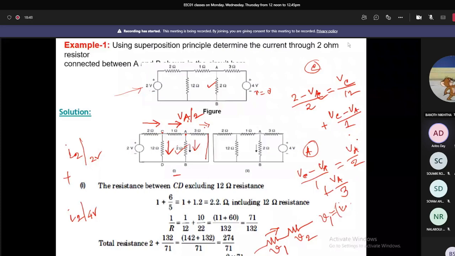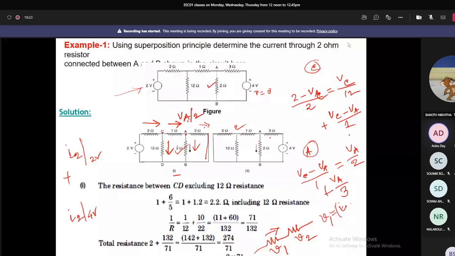Then for the other part, I have taken the 4 volt source only, and I replaced the 2 volt source by a short circuit. Now again, if you apply KCL at node A and node C, then things become easy. You can again calculate VA by 2. The next thing is to add them up, and you get the net current through the branch AB. The same thing you can solve using nodal analysis, loop analysis, whatever you feel like, and you verify it. That cross check I leave to you.